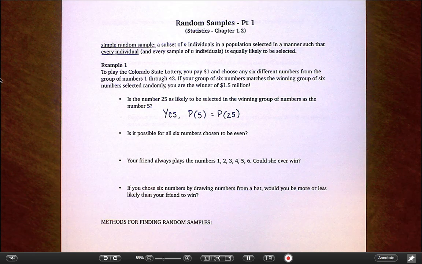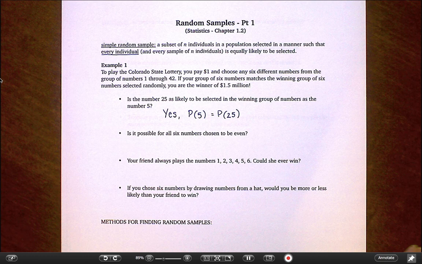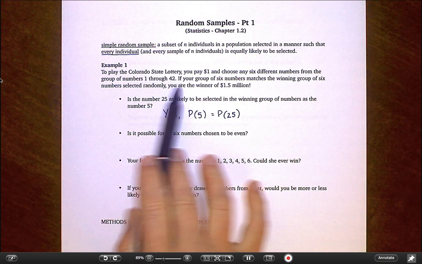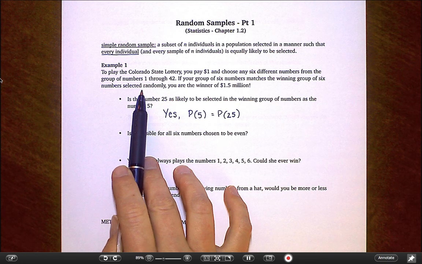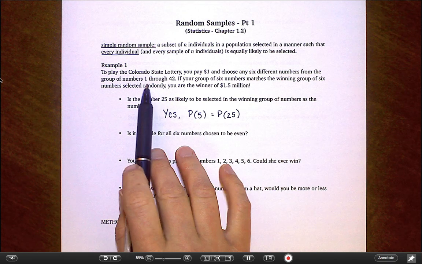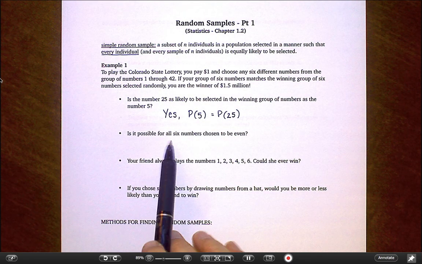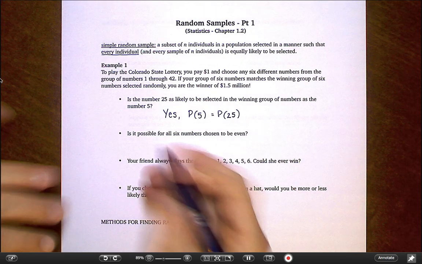So is it possible for all six numbers chosen to be even? Sure, because this is a totally random sample, right? So any subset of six, any group of six, is just as likely to be chosen as any other group of six. So a group of six where all six were even, yeah, that would be possible.